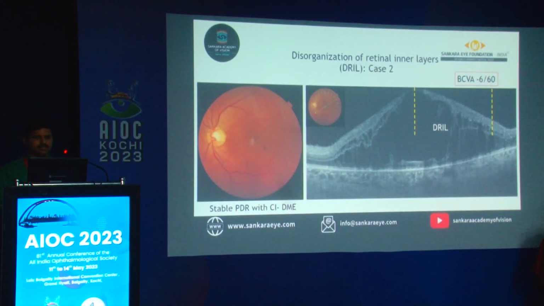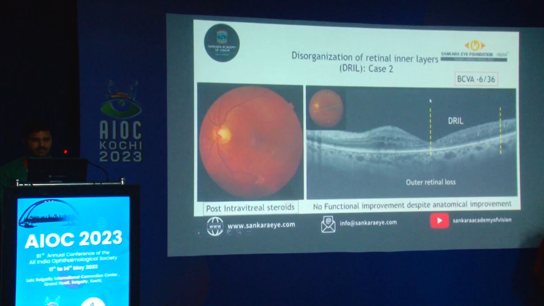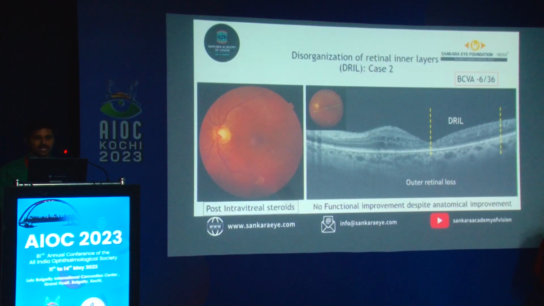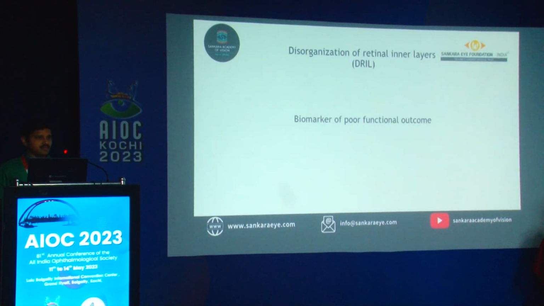So moving on to another case, in this case it was a stable PDR following PRP with center-involving DME. Here we can see that in this part we can make out the layers distinctly, but in the supratemporal half, what we are seeing doesn't show distinct layers. Post treatment we could see that there was a good resolution of macular edema, but the vision didn't improve much. So again, DRIL is an indicator of a poor functional outcome. In this case, there is an additional component of outer retinal loss also, which can be contributing.